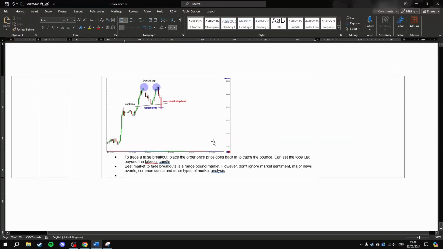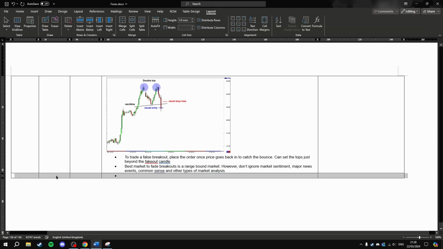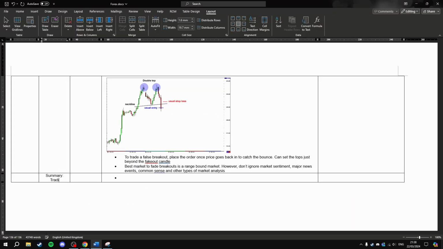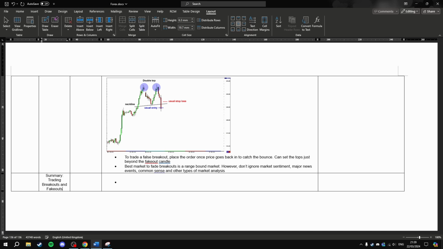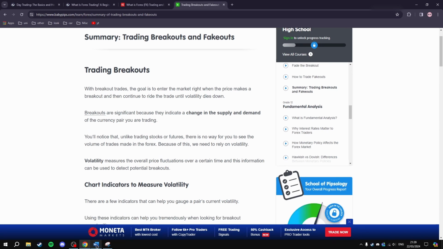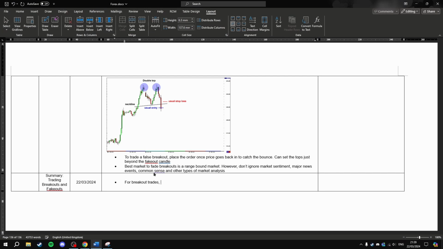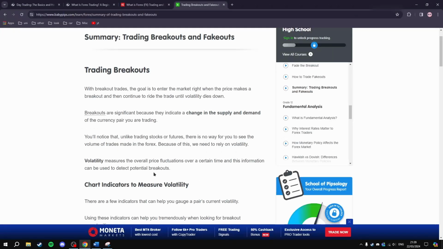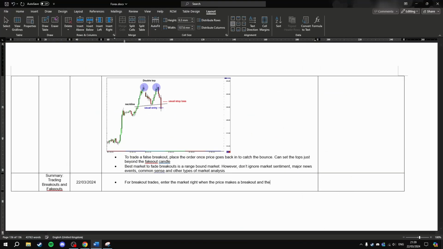Right, summary. Trading breakouts and fakeouts. With breakout trades, the goal is to enter a market right when the price makes a breakout and then continue to ride the trade until volatility dies down. So for breakout trades, enter the market right when the price makes a breakout and then continue to ride the trade until volatility dies down.